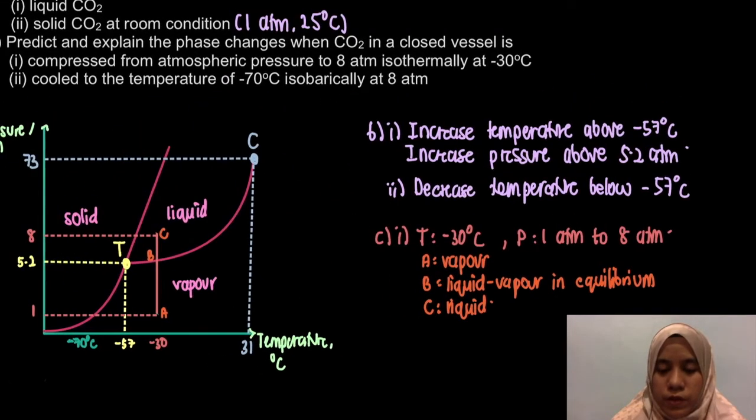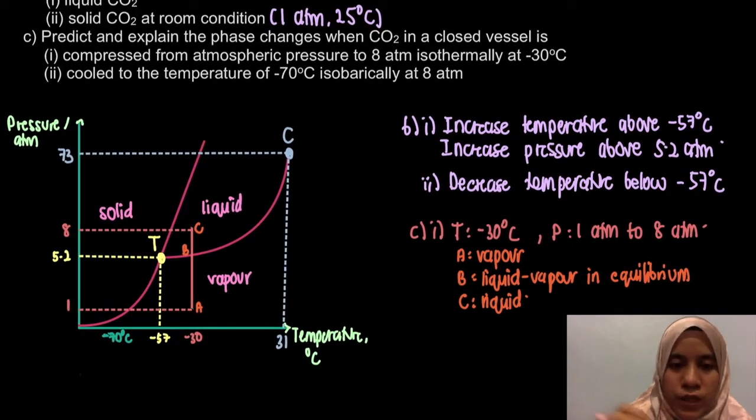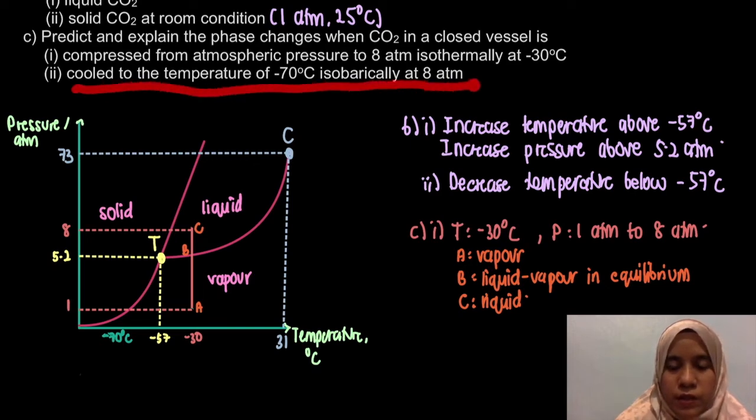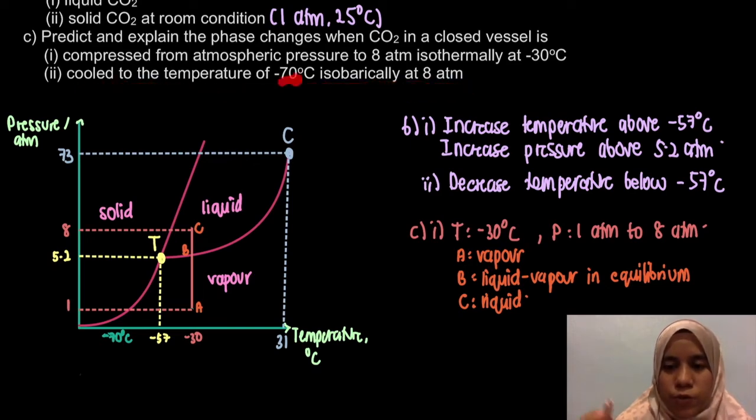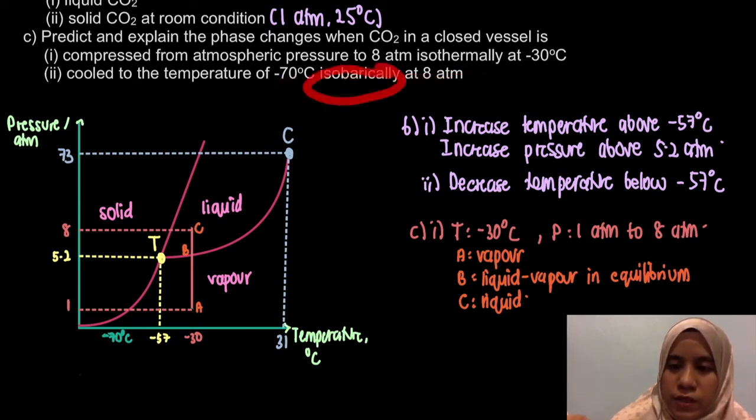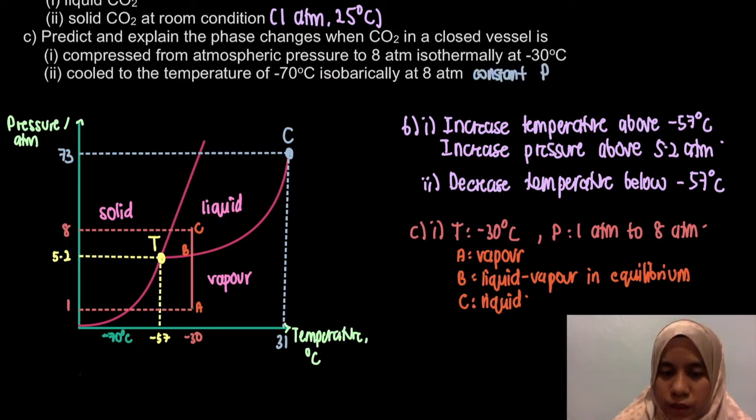Okay, so right now, let's look for question number 2 pula. It is cooled to a temperature of negative 70 degrees Celsius isobarically at 8 atm. Isobarically maksudnya dia adalah constant P. Okay, dalam case ni our P would be, kita guna purple pula lah. Kita guna color ni. So in this case, P kita constant which is 8 atm.